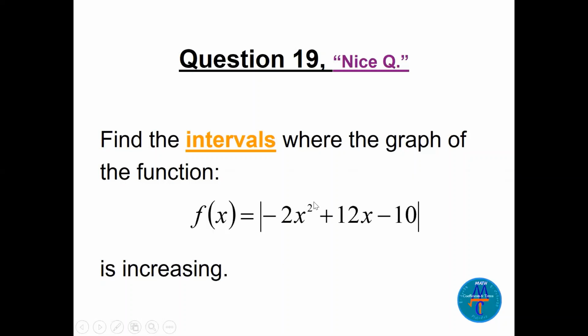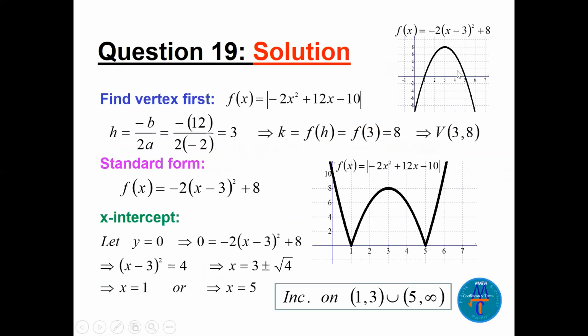Find the intervals where the graph of this function here, absolute value of all this, is increasing. We know that the inside function is a parabola, so we have to draw it. Then when we put absolute value in the function, we take all, see, this is the graph of the parabola. Let's find h here. H is minus b over 2a, which will be 3, and f of 3 is 8.